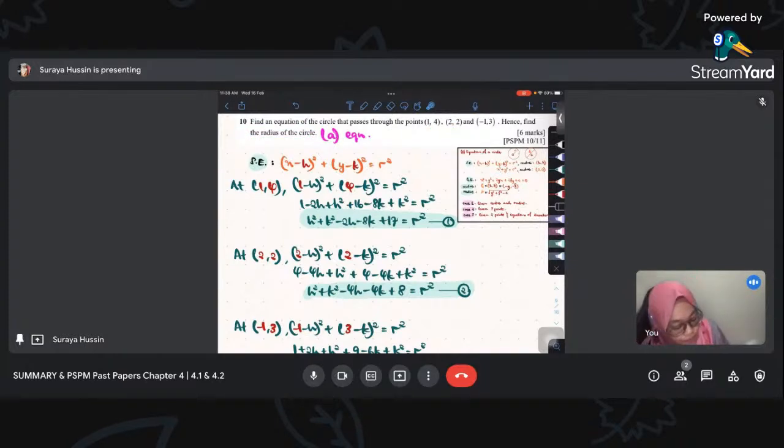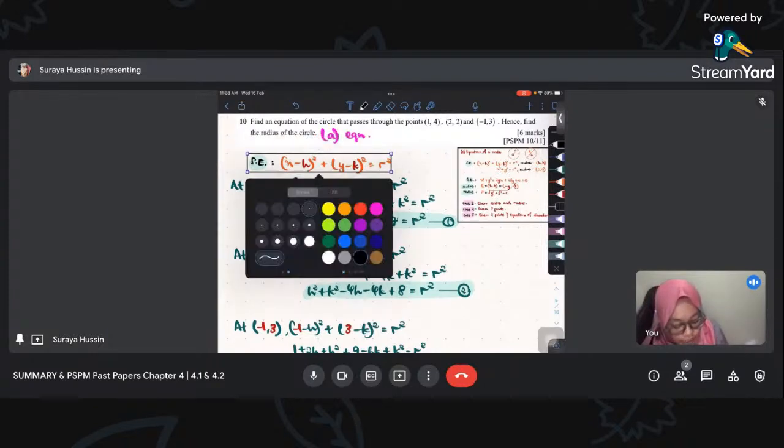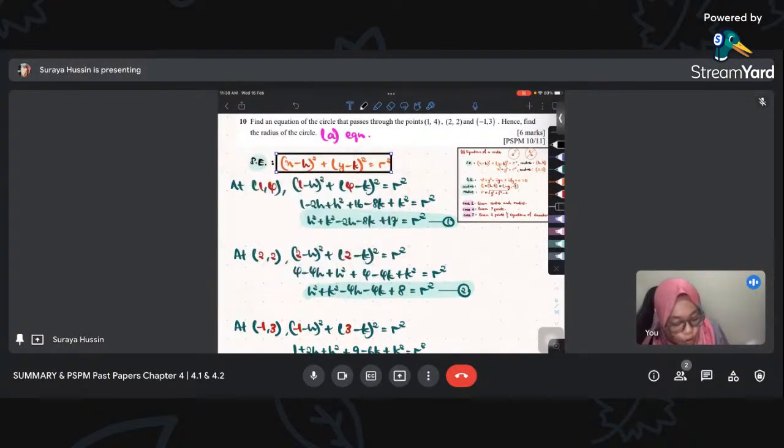So what I'm doing here is I use SE again. As I said, you all can choose your own style. You can choose your own starting, either SE or GE. Up to you. So now I'm showing you my way. I start with SE. Okay, I start with SE. I put all 3 points into the equation of circle.